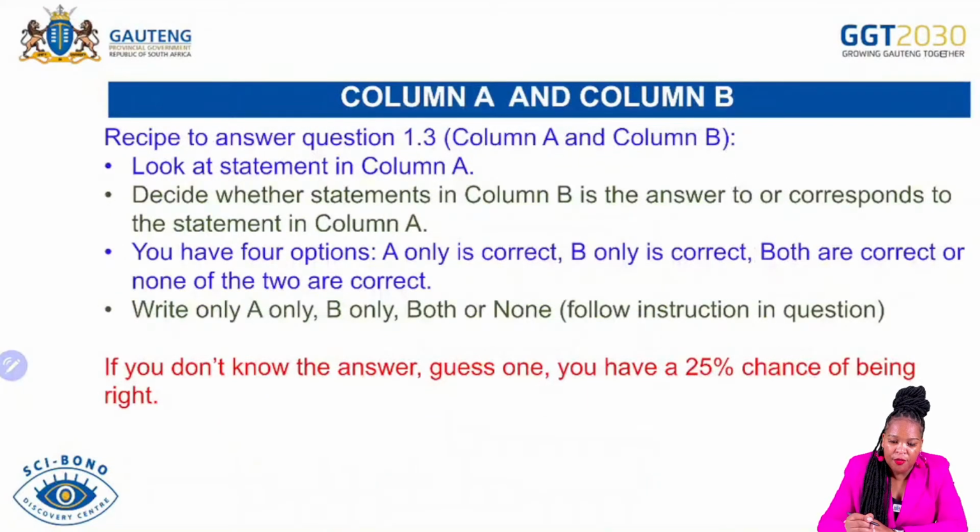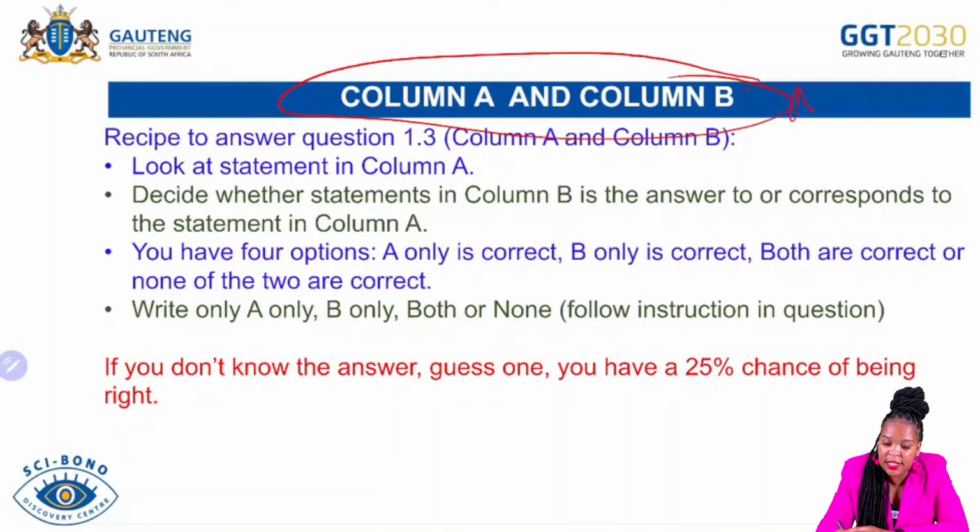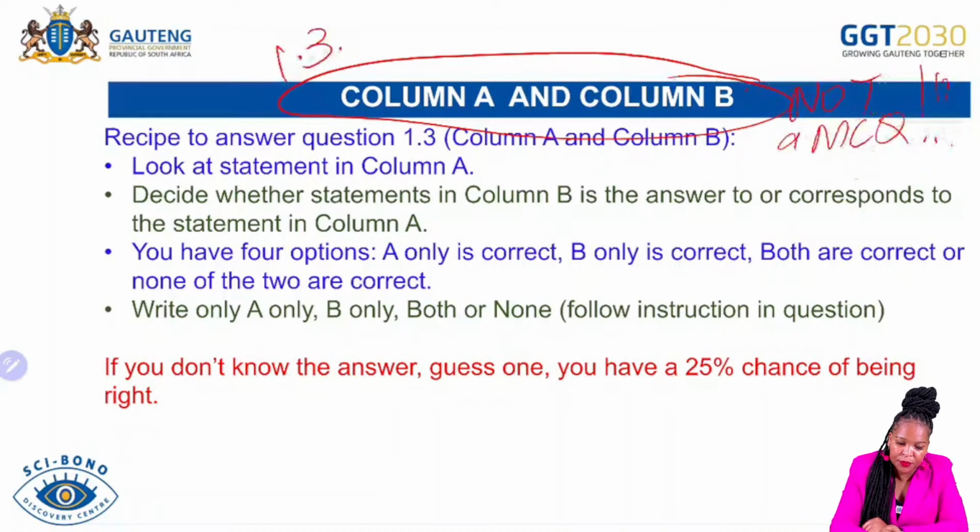Right. For column A and column B, this question, you need to be careful of this one. This is not a multiple choice question. If it was a multiple choice question, these questions would have been in multiple choice 1.1, but you find this on question 1.3. How are you supposed to answer these?